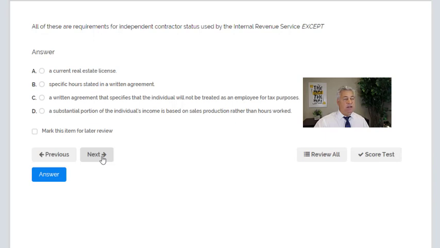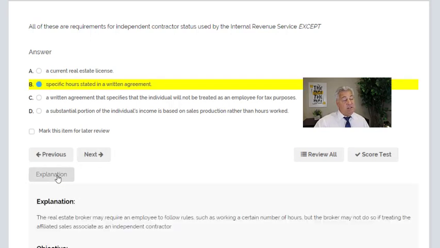You see these "accepts" in these questions a lot. It makes it harder to answer. Which of these are not required is what we're asking. And your answer is B, specific hours stated in a written agreement.